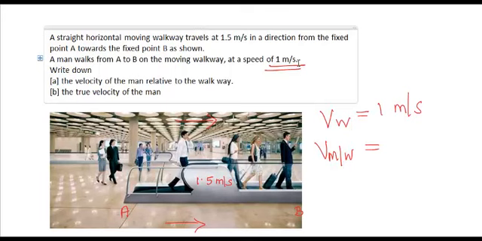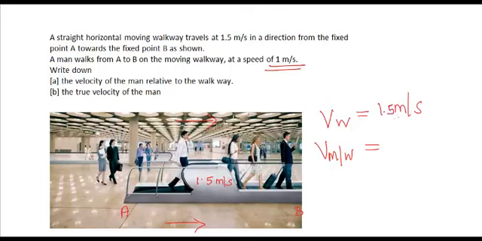So this velocity of 1 meter per second is on the walkway, and the walkway is moving at 1.5 meter per second, and the man is moving 1 meter per second. Now the first question is to find the velocity of the man relative to the walkway. That is 1 meter per second. And what is the true velocity of the man? That is nothing but Vm.